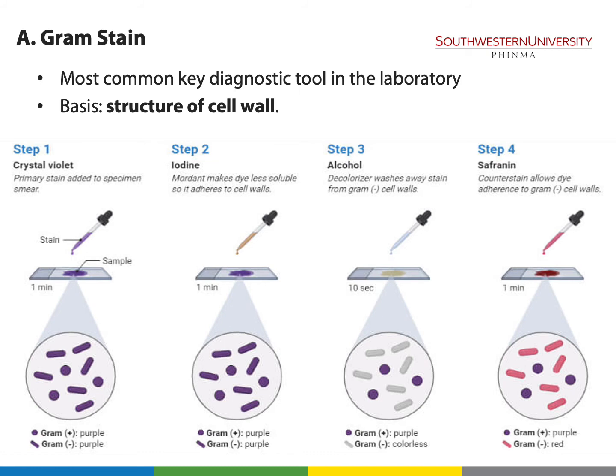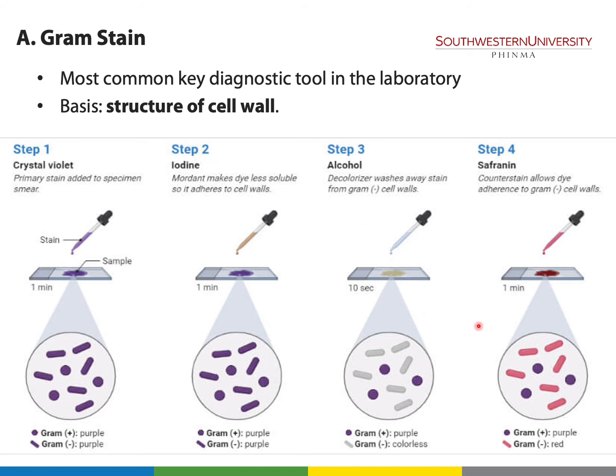Gram stain classification is primarily based on the structure of the cell wall. Again, gram-positive has a thicker cell wall, gram-negative has a thinner cell wall. Nearly all clinically important bacteria can be detected using gram staining. The only exceptions are those organisms that exist almost exclusively within the host cell, like Chlamydia, and those organisms that lack a cell wall, like Mycoplasma and Ureaplasma.